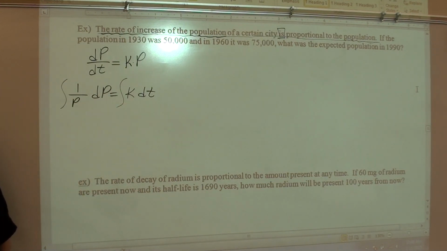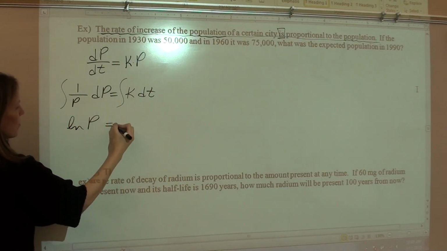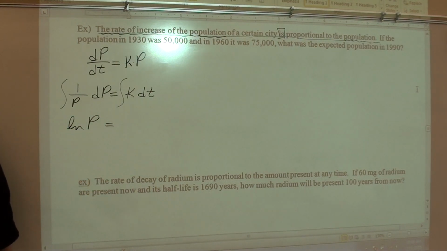What's the antiderivative of 1 over P dP? ln absolute value P. I am not going to write the absolute value. Why am I not writing the absolute value? You can't have a negative population, right?